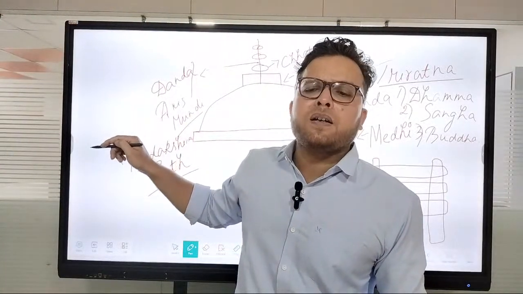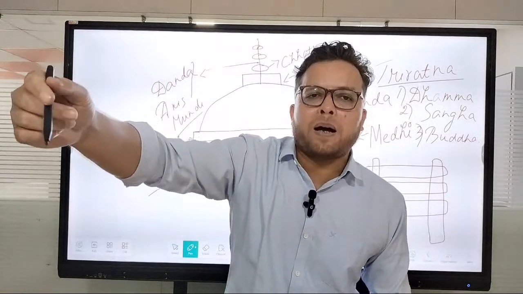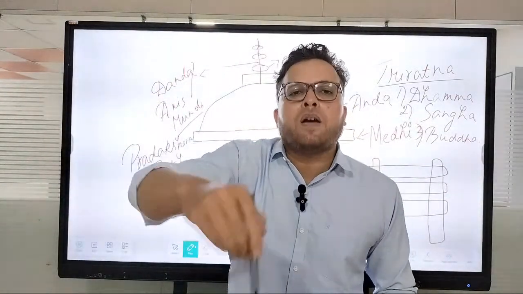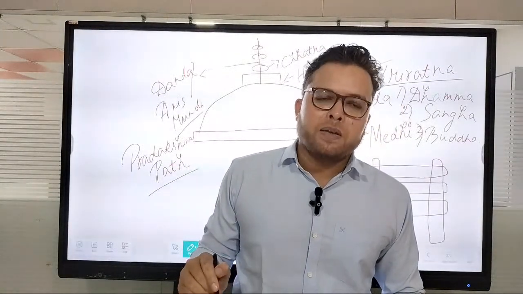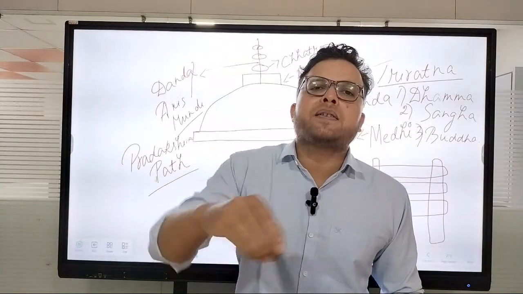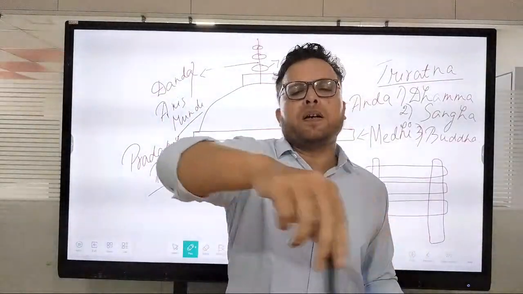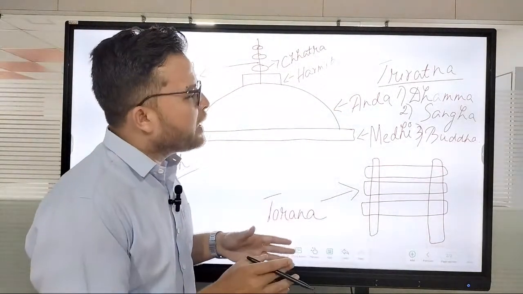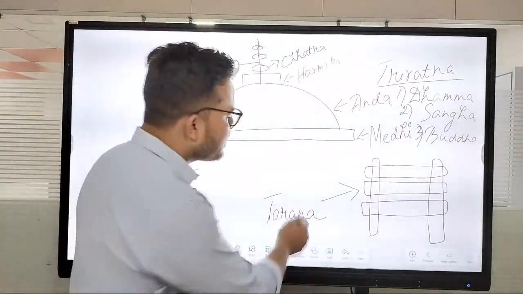It is considered a very pious act to revolve. It's a way of worshipping the stupa. So they revolve, they circumambulate. That's the right word. They circumambulate the anda. And that particular road is known as what? Pradakshin Path. Apart from these structures, one of the most important structures present in a Buddhist stupa is the Toran.